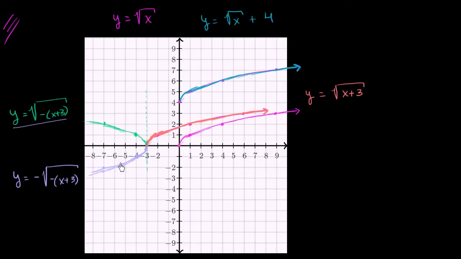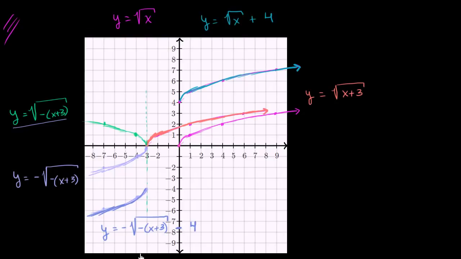And if we wanted to shift that thing, we could just add or subtract something outside of the radical. So let me copy and paste this. Let's say that we wanted to shift it down here. So instead of beginning at y equals 0, right over here we're at y equals negative 4, then we would just subtract 4 outside of the radical. So this thing right over here would be y is equal to negative square root of negative x plus 3 minus 4.